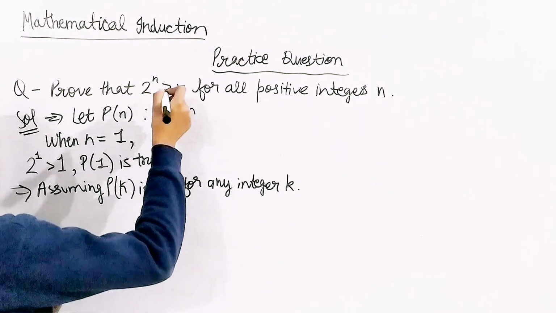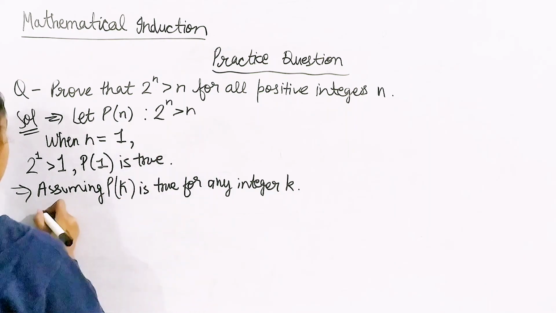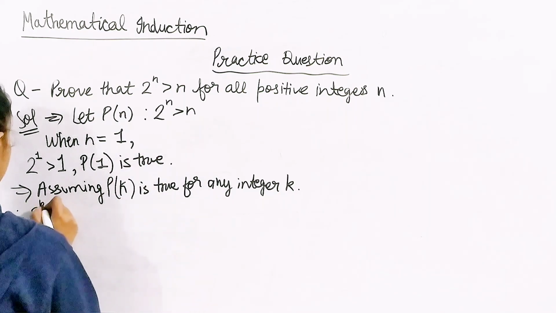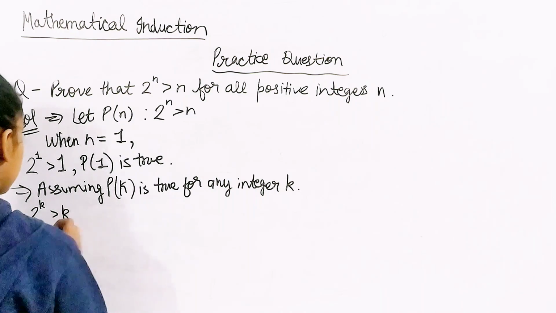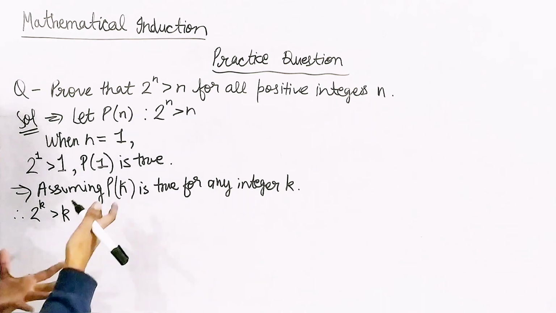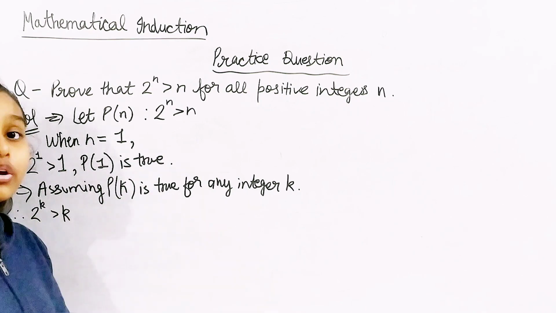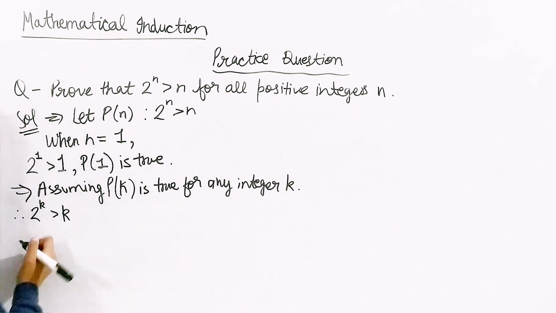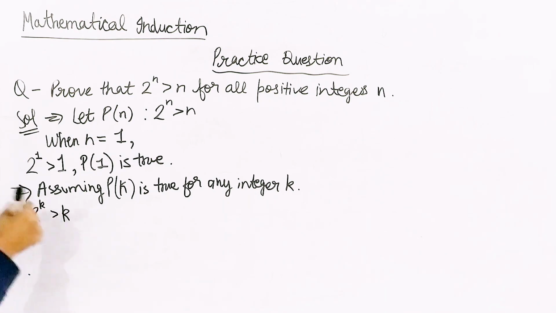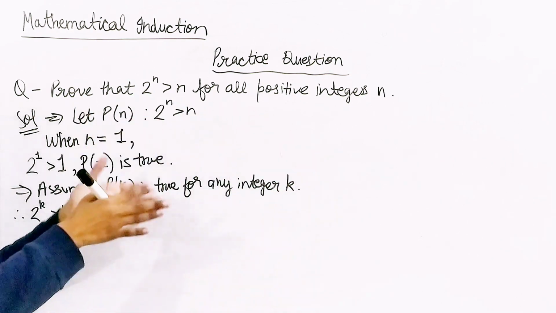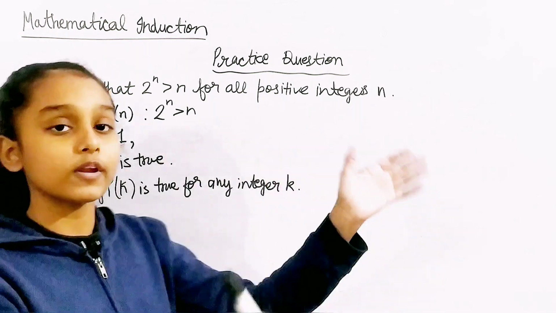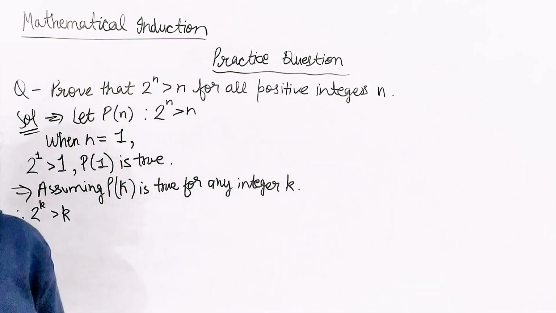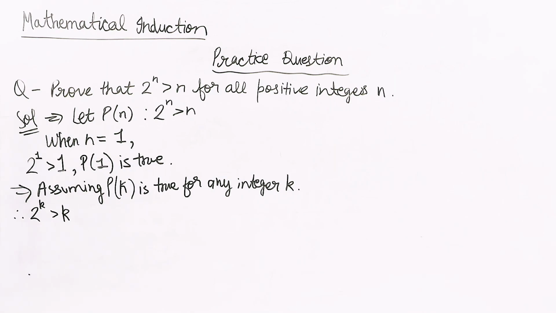Assuming P(k) is true for any integer k, the next step is that 2 to the power k is greater than k, at the place of n. So the next step is for k plus 1. Is P(k+1) going to be true? If that's true, that just means that we have proved it. So 2 to the power k is greater than k, and now it's the turn for k plus 1. Because we have to check, is it true for the next positive integer, is it true for 2, 3, 4, 5, 6, and all the other positive integers? That's what we're going to check from 2 to the power k plus 1.